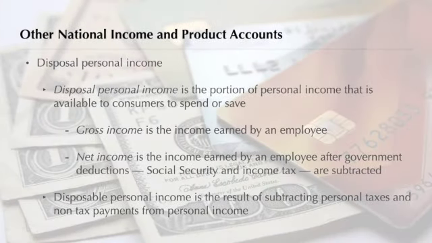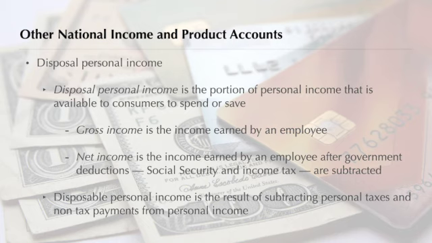If you have ever received a paycheck, you are familiar with the difference between your gross pay and your net pay, or the amount of money that you actually take home. Your take-home pay shrinks noticeably once deductions are made for government programs, such as Social Security and income tax. Thus, only a portion of personal income is available to consumers.